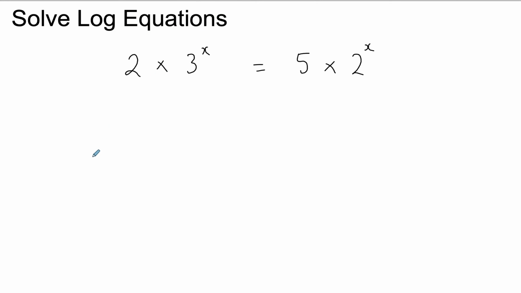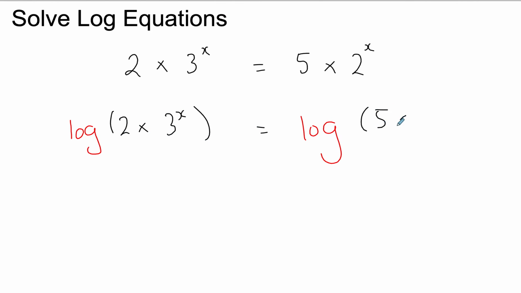So we're going to follow the same procedure where we're going to log both sides of the equation. So take the log of both sides, and then we can use the laws of logarithms. Remember that if you're multiplying an x and a y inside, then you're actually adding them together. So that's what we're going to do here.